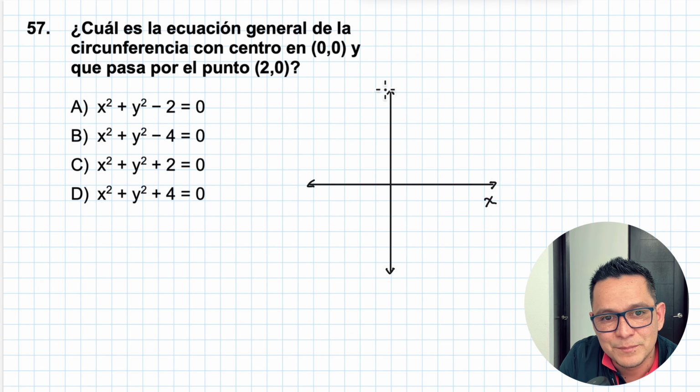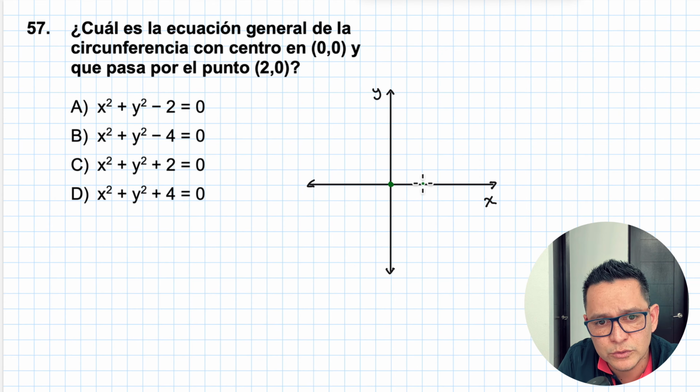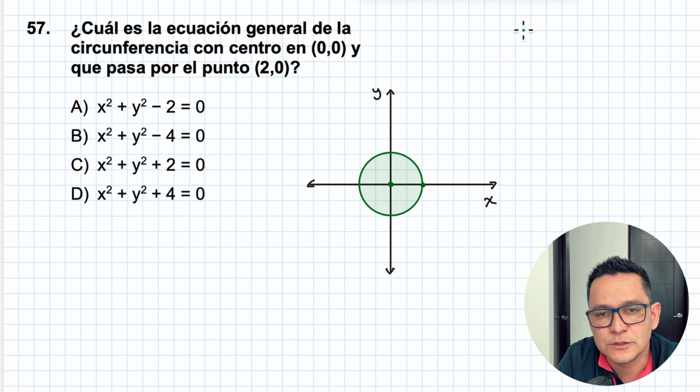All right, so here we have the Cartesian plane, and they're telling me that the center is at 0, 0, and also that it passes through the point 2, 0. So it passes through here. Let's see. We have a circle that meets those characteristics. It looks nice, huh? There it is. Look. Done. I said circle. It's a circumference. We have a circumference that meets those characteristics.